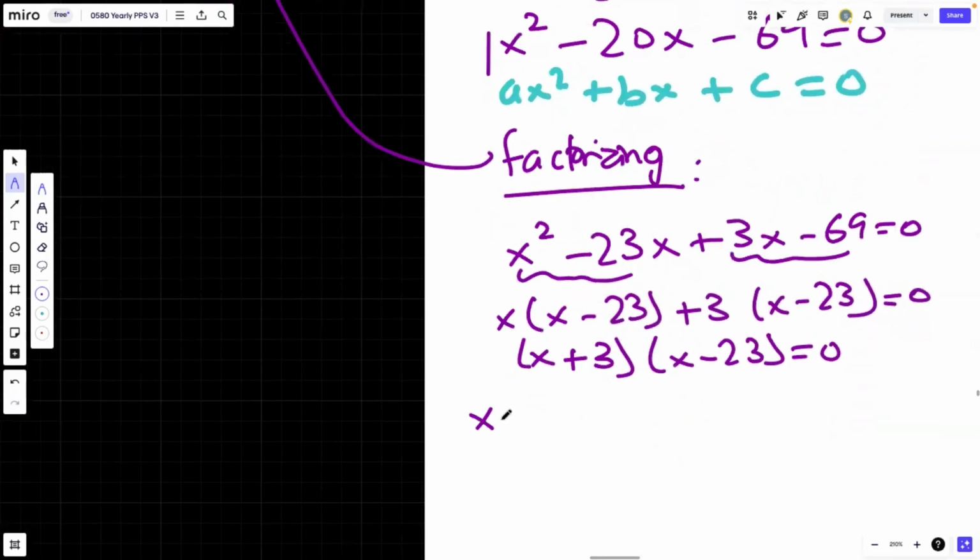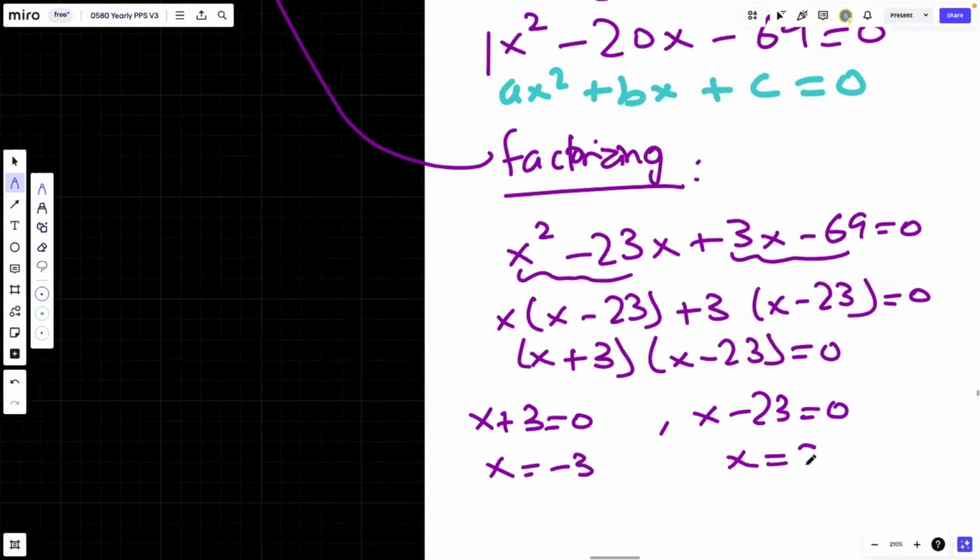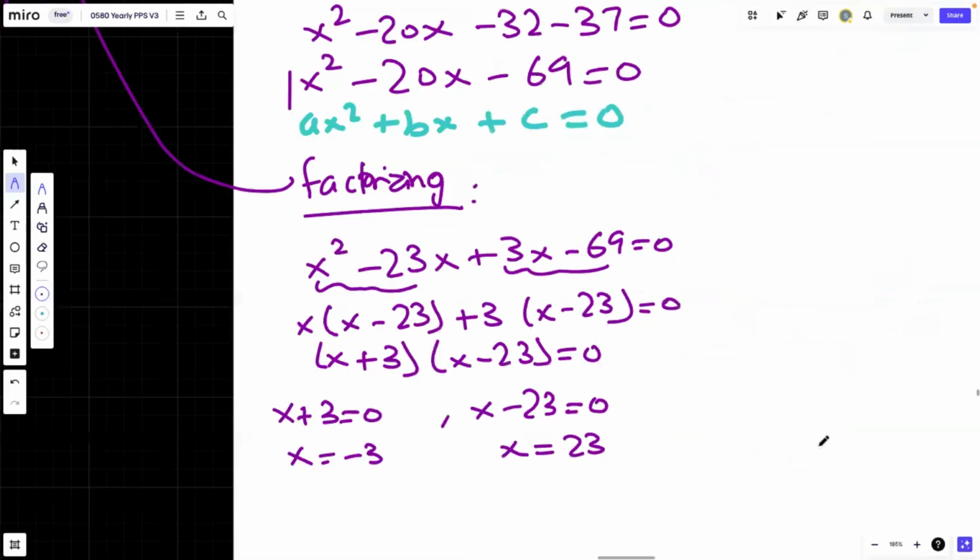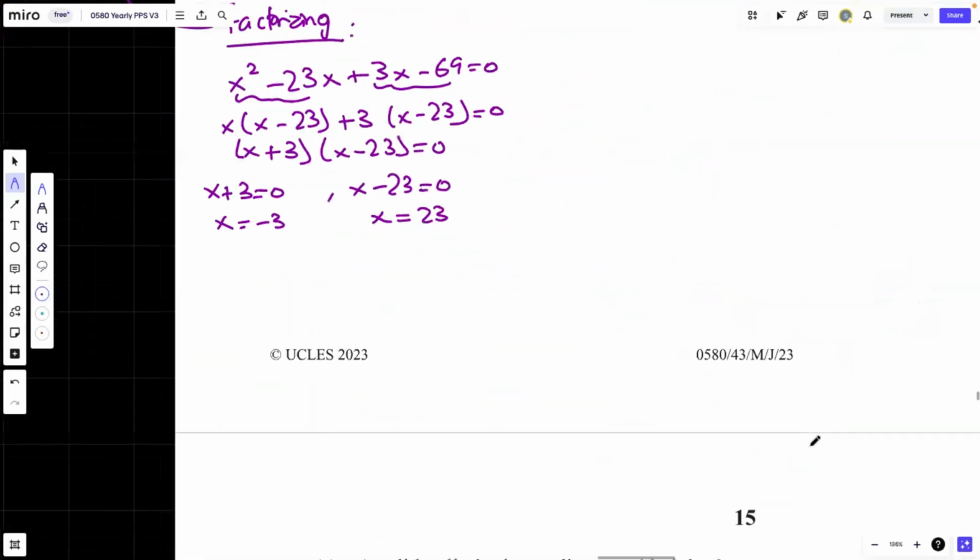Then you separately equate them to 0. x minus 23 equals 0. x equals minus 3 and x equals 23. Those are your two answers for x. Let's see the answer space now.